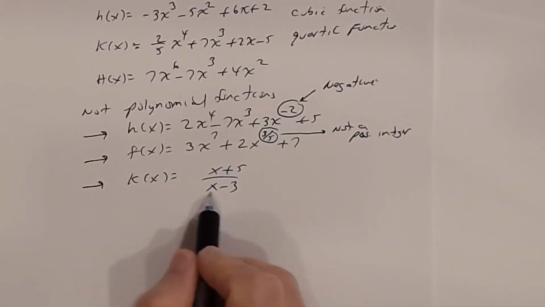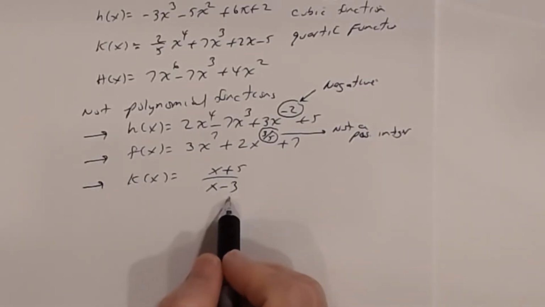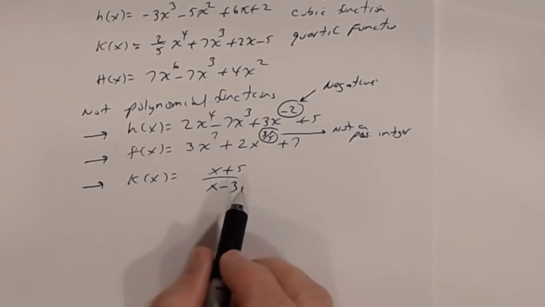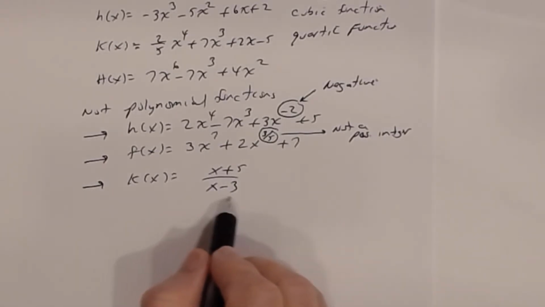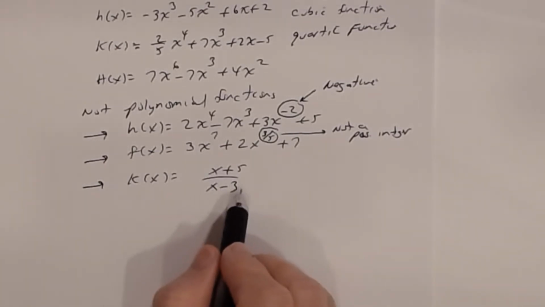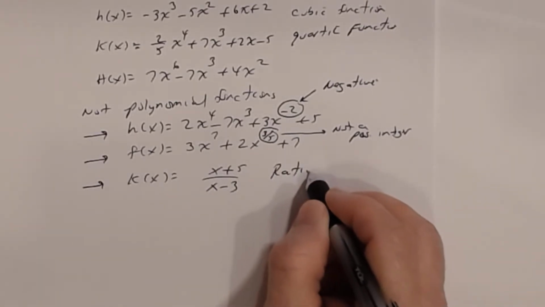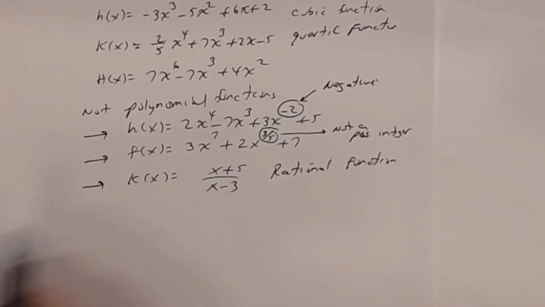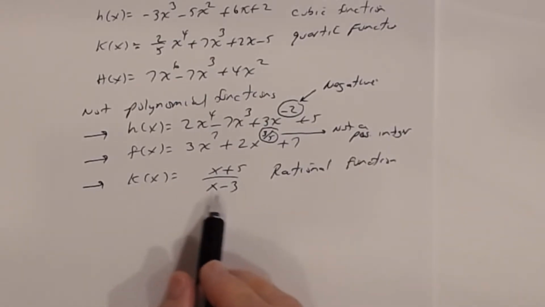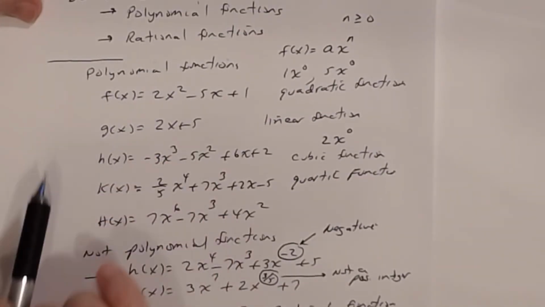If you look at this, though, this denominator has a variable expression. Whenever you have a fraction and the denominator contains a variable, then we're going to call this a rational function. So that's not a polynomial function, that's a rational function. The fact that the variable occurs in the denominator makes this a rational function. And that's one of the ones that we're going to talk about today.